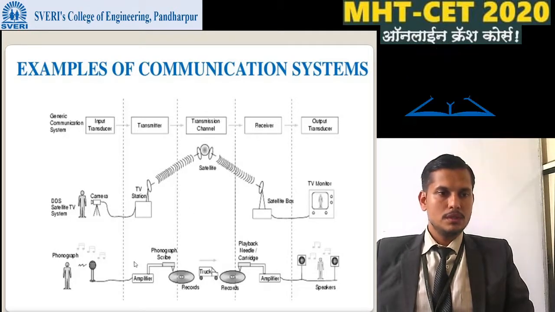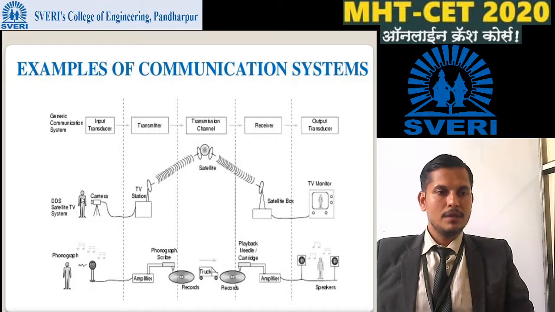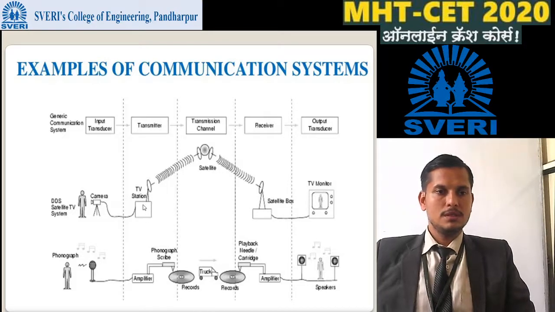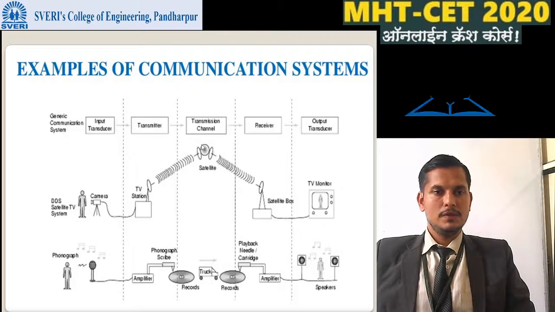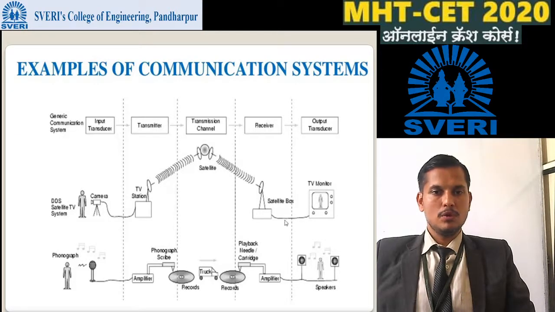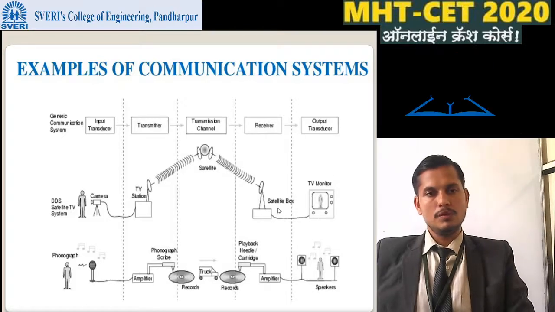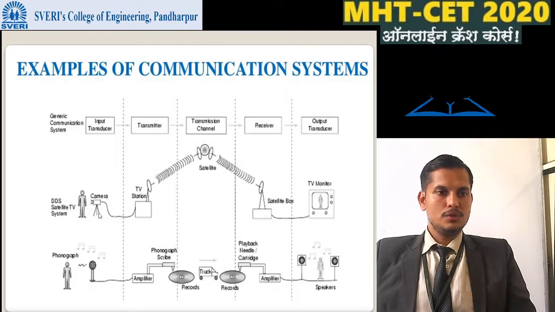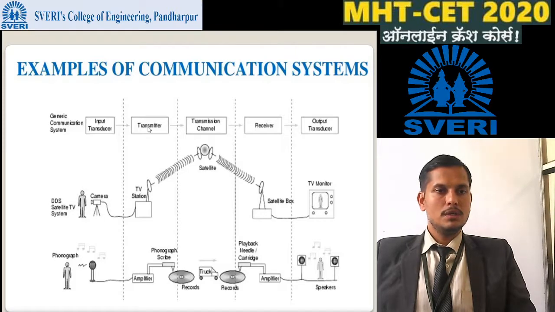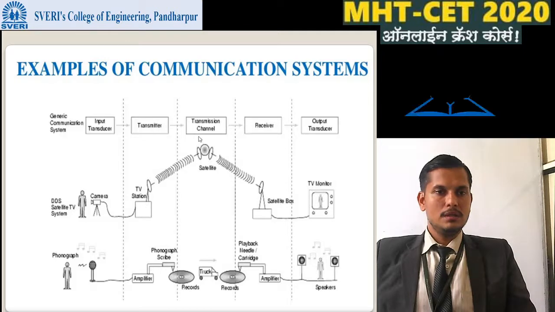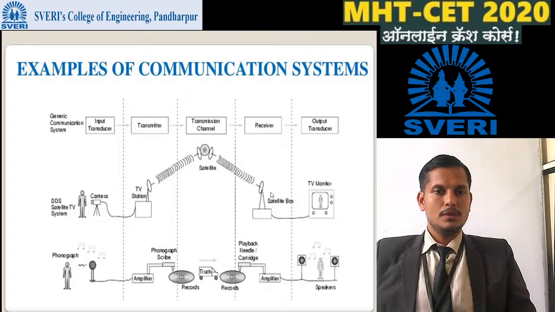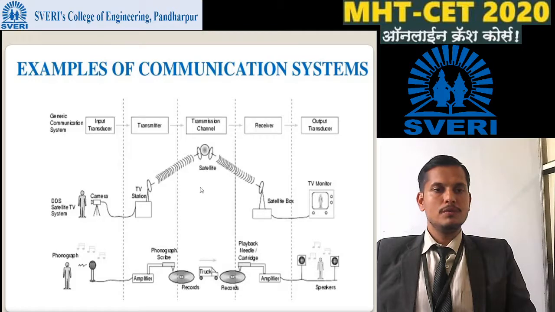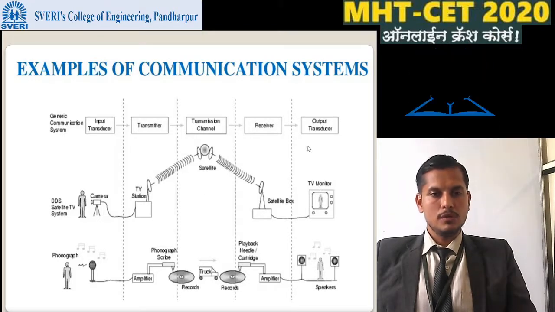In the first case, for example, a satellite TV system is there. The camera is recording the signals, then it passes to the TV station, then it transmits the signal to the satellite. So the satellite is receiving and once again transmitting that to another satellite box, which is connected to the TV monitor, and we are getting the original information as it is. Like input transducer, that is this camera and video shooting, this TV station is the transmitter, then the transmission channel or medium is the satellite, then another satellite box acts as a receiver, and the output transducer is nothing but we are observing the original information as it is through the TV monitor.